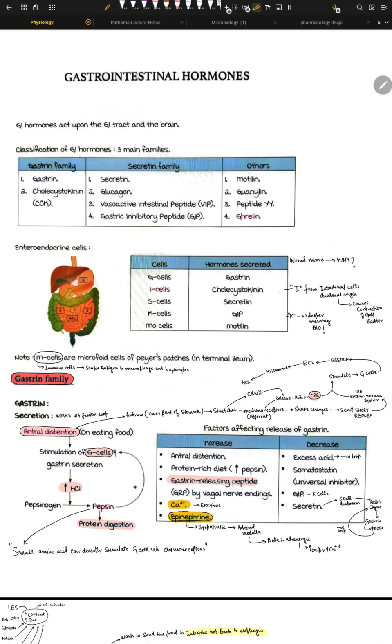So in short, I think that is a very good topic to understand. The function of the gallbladder is to concentrate bile. That's it. Okay, so that was a big introduction.